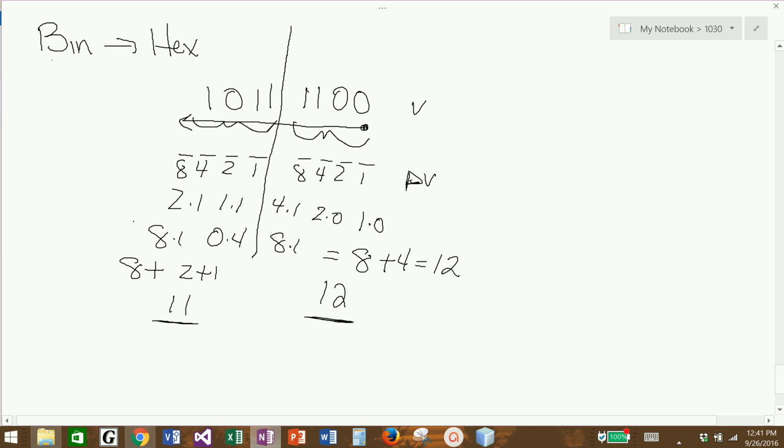This nibble is equivalent to 12, and if I convert these 2 values into hexadecimal digits, because 11 is not a hexadecimal digit, this is B and this is C. So we are going to see that the binary value 10111100 converts to a hexadecimal BC.